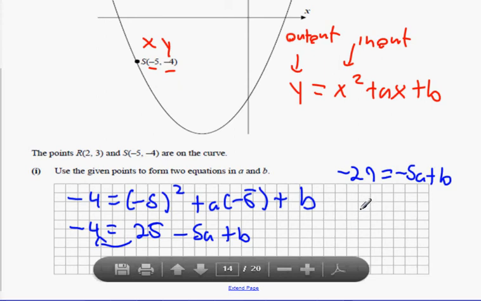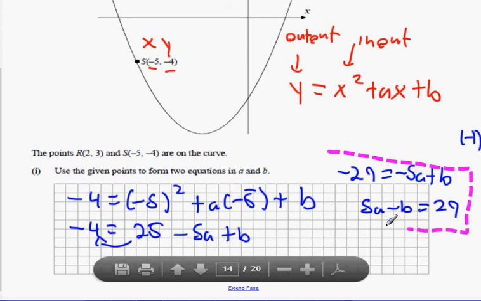Yeah. Can anybody else give me another answer that's exactly the same as that one, but looks slightly different? What can you do to both sides? 5a minus b equals 29. What you did there was you multiplied both sides by minus 1. Another answer could be 5a minus b equals 29. Both answers are exactly the same. Okay, that moves us on to the next part.